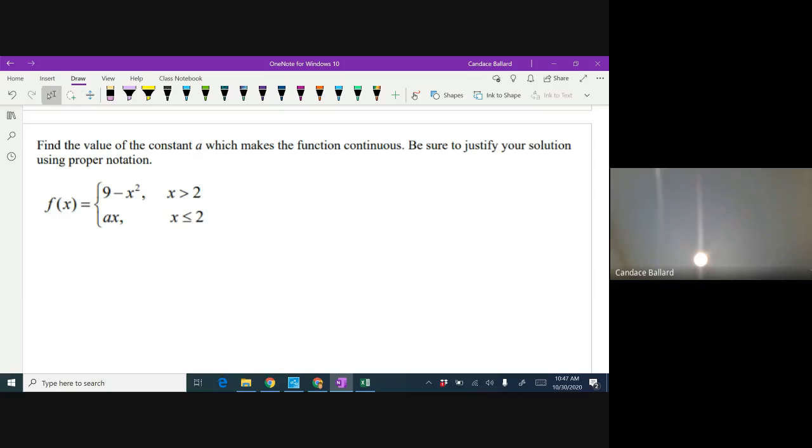So we're supposed to find the constant a which makes the function continuous. Be sure to justify your solution using proper notation. If it's continuous, we know that the right and the left-hand limits are going to be equal. So that's where we start with this one.